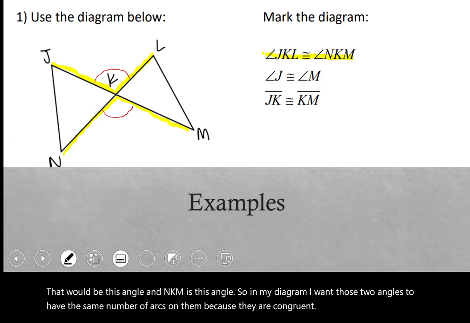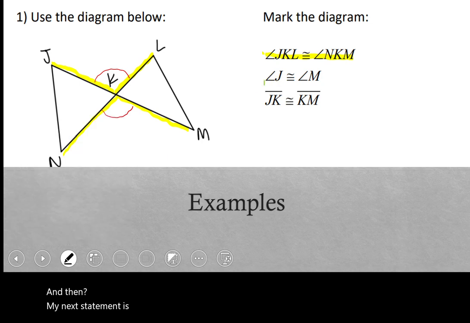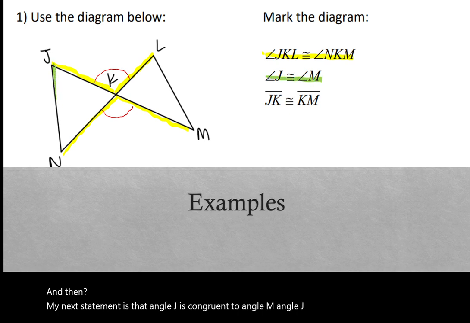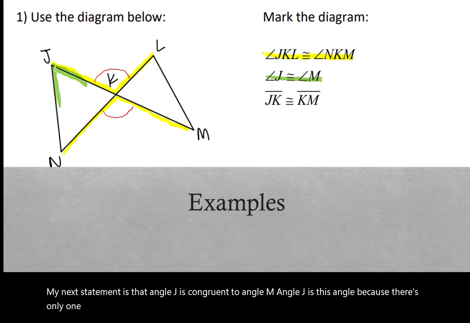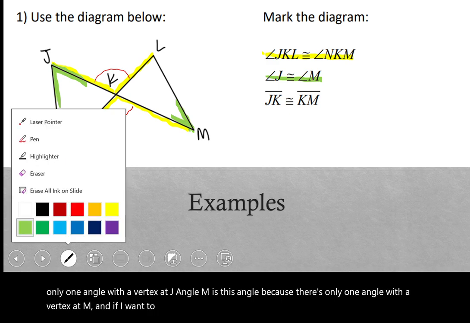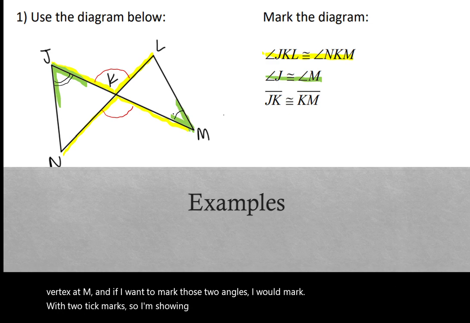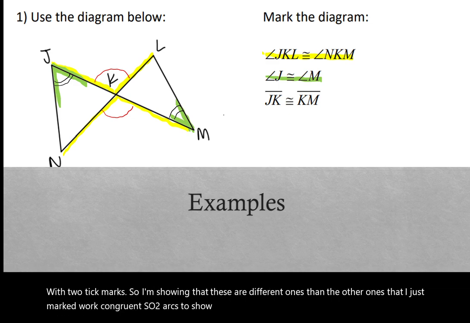And then my next statement is that angle J is congruent to angle M. Angle J is this angle because there's only one angle with a vertex at J. Angle M is this angle because there's only one angle with a vertex at M. And if I want to mark those two angles, I would mark with two tick marks, so I'm showing that these are different ones than the other ones that I just marked were congruent. So two arcs to show that they're congruent.